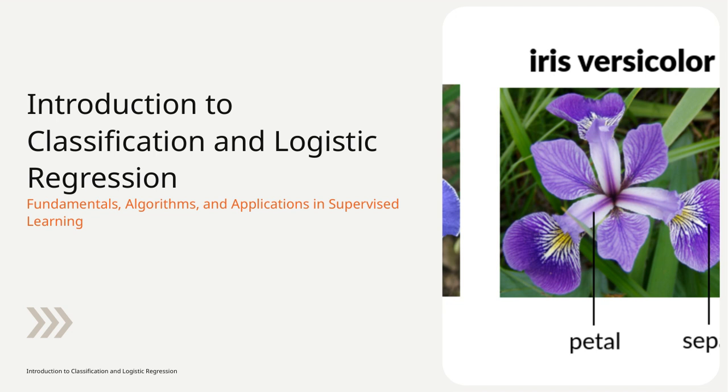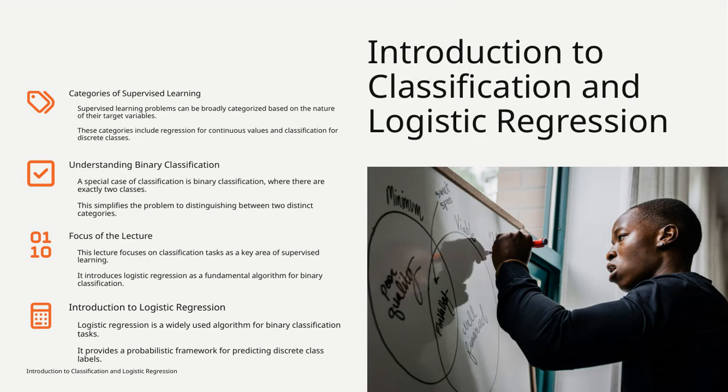Let's get started. Welcome to the second slide, where we introduce the concepts of classification and logistic regression. First, let's talk about the categories of supervised learning. These problems are generally divided based on the type of target variable we want to predict. On one side, we have regression, which deals with continuous values like house prices or temperatures. On the other side, we have classification, which involves predicting discrete categories or classes, such as whether an email is spam or not.